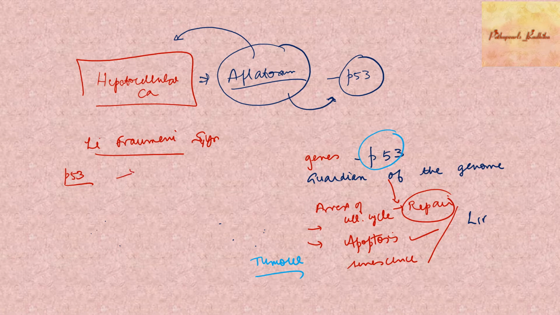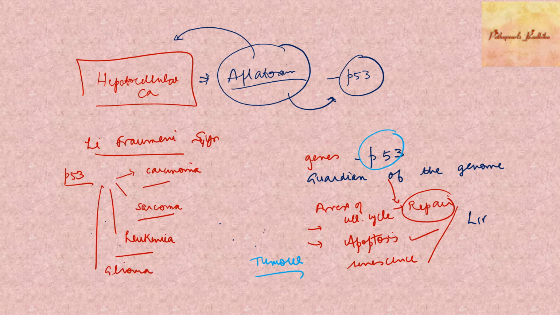So in Li-Fraumeni syndrome, you can get a wide range of tumors. You can get carcinomas, sarcomas, hematological malignancies, leukemias. Okay, so you should know all these things. And you can get brain tumors as well, gliomas. So any tumor anywhere. Carcinoma is an epithelial neoplasm, sarcoma is a mesenchymal neoplasm, leukemia is a tumor of your hematopoietic cells, and glioma is a tumor of the glial cells. Okay, so you can get a carcinoma, sarcoma, leukemia, a glioma.